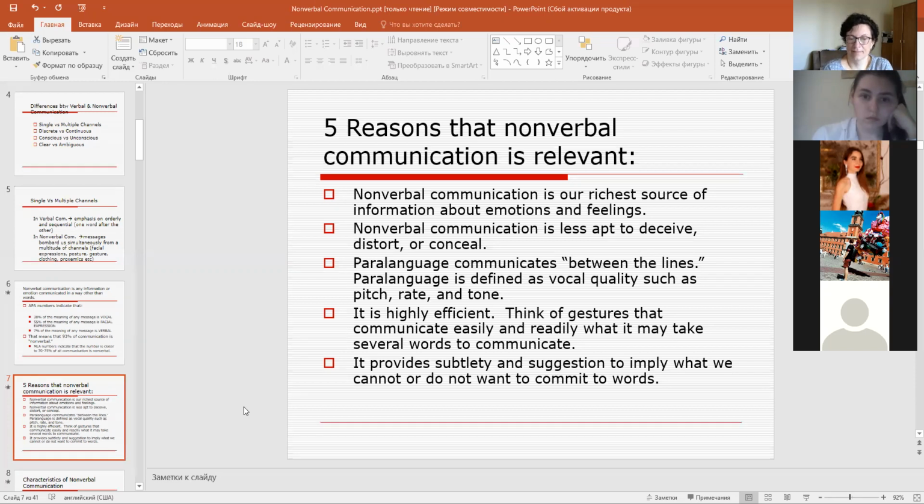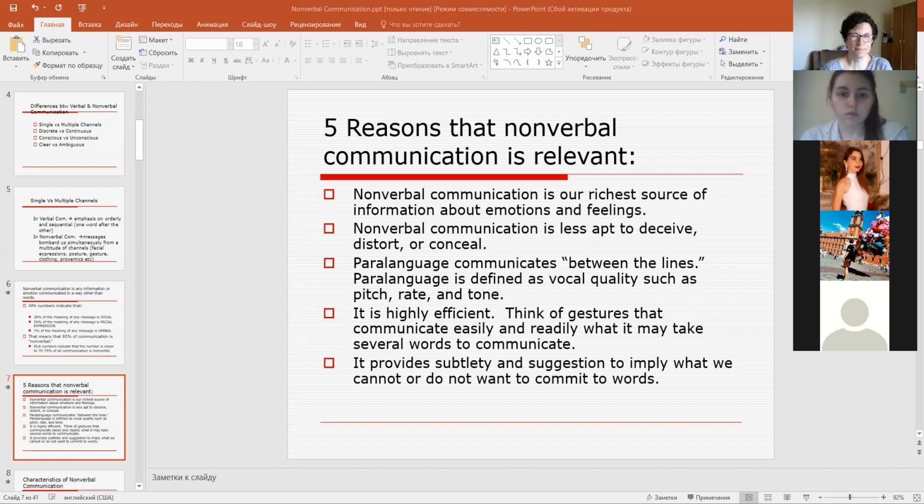Paralanguage communicates between the lines, and paralanguage is defined as vocal qualities such as pitch, rate, and tone. So using pitch, tone, and rate, we can understand what is inside, not just what is said, but the deepest meaning of the message, maybe. Very often when we hear people, we can easily say if they are surprised or they don't like what we're talking about, or many other moments.